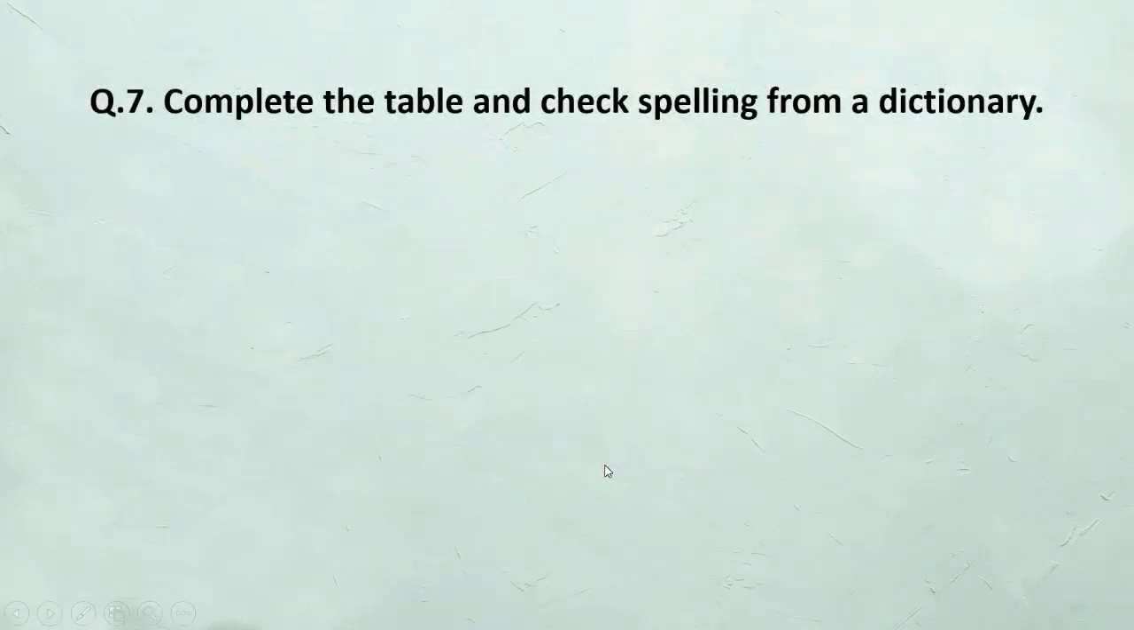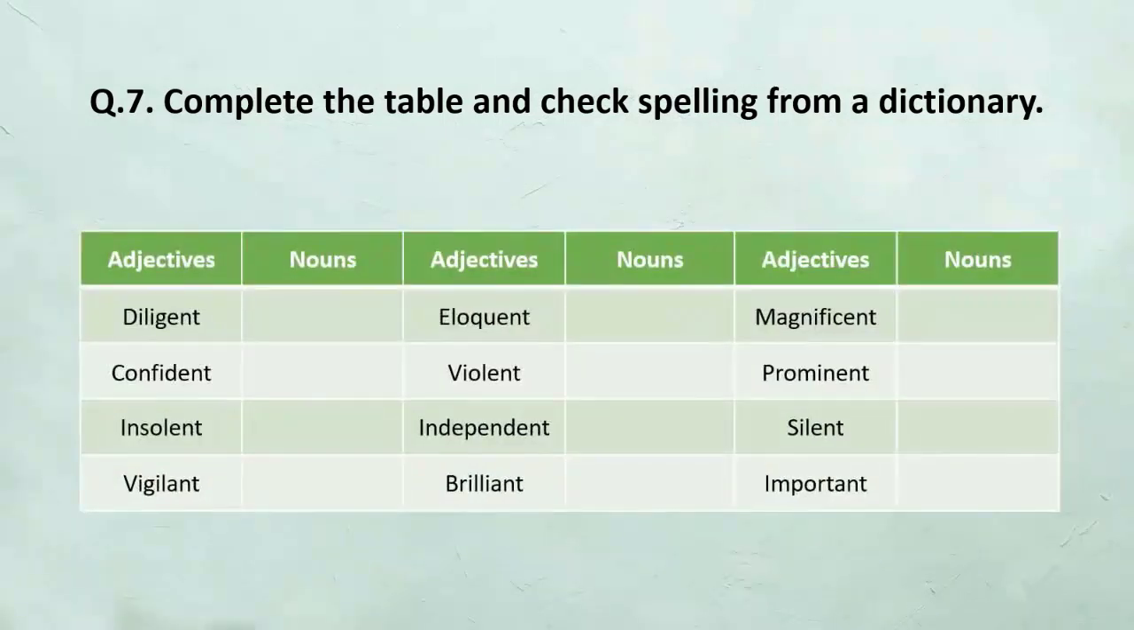Students, we have also another activity or exercise for you. You have to just complete the table. You have to make nouns from adjectives by using the suffix CE. But don't forget the use of dictionary.